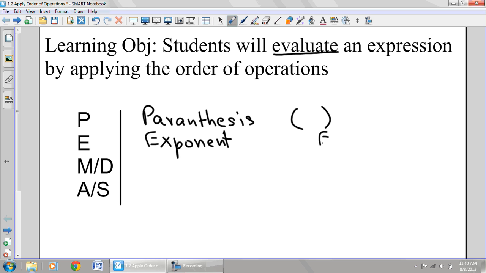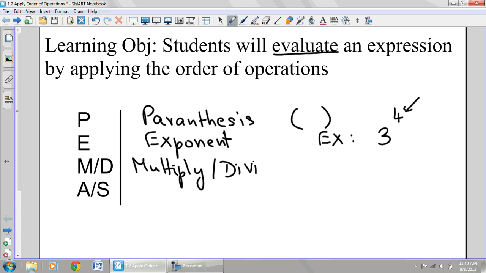An example of an exponent is when the base is 3 and the exponent is 4, so this will be the exponent. And multiply and divide. The reason I group them together is to think of them as friends. Multiply symbol and division symbol. The only tricky part for students to remember is if you do happen to have multiply and divide in the same expression, whichever comes first from left to right is the one you deal with first.